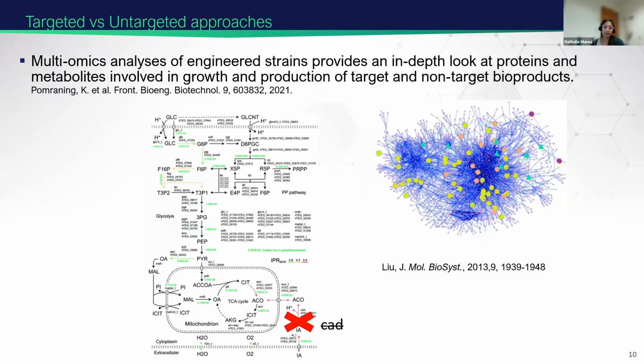In the diagram on the right, we can see the complexity of the metabolic network. And this is in fact for Aspergillus.